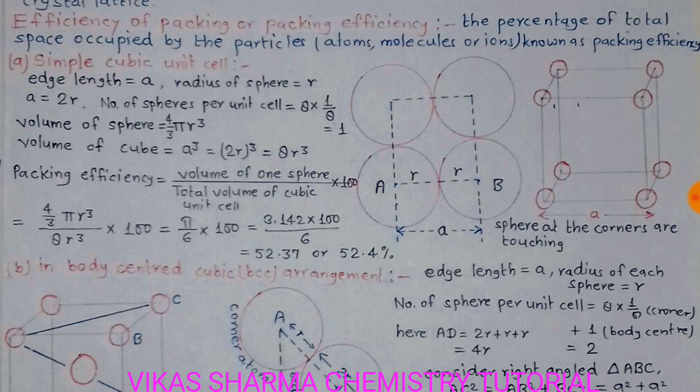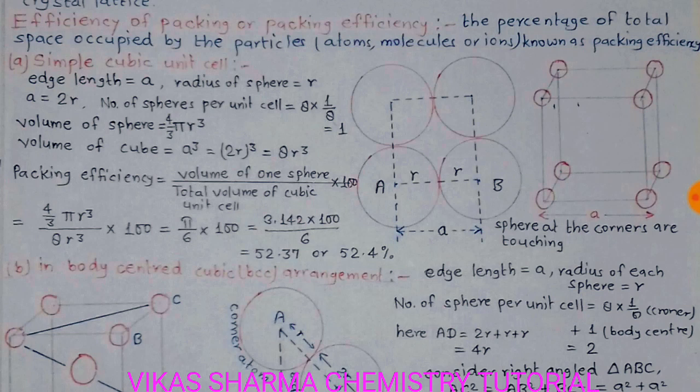If the edge length is equal to a and the radius of the sphere is small r, then a is equal to 2r. The number of spheres per unit cell is equal to 8 multiplied by 1/8, because the corner atoms are included in it. The volume of a sphere is 4/3 pi r cube. The volume of the cube is a cube, (2r) cube, which means 8r cube.